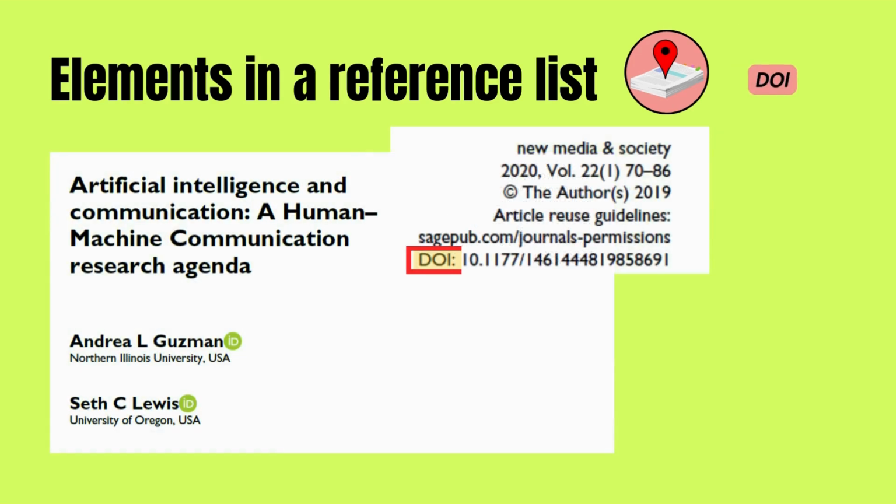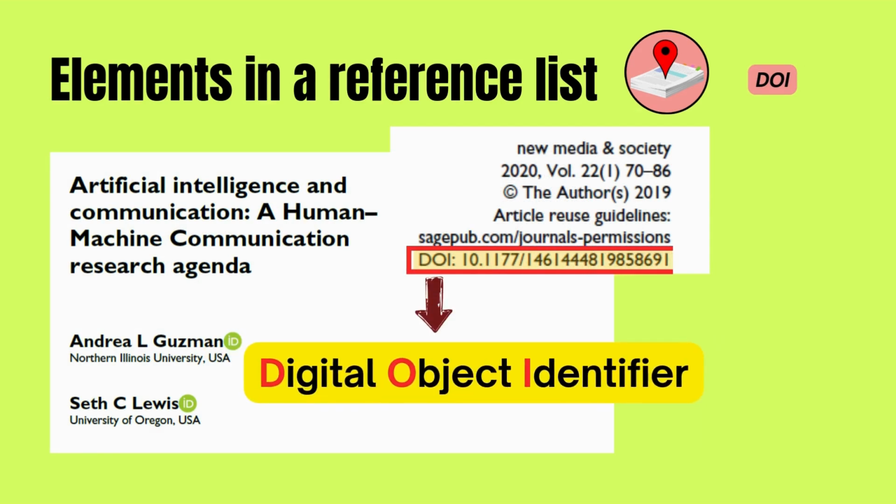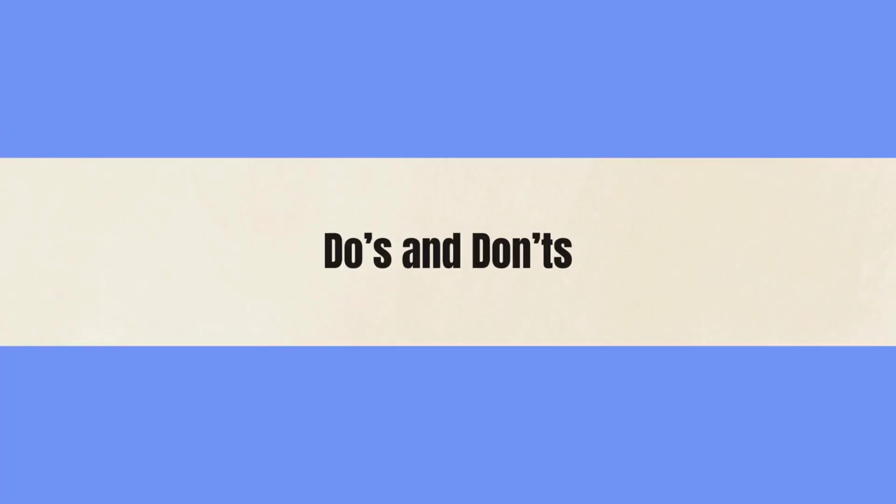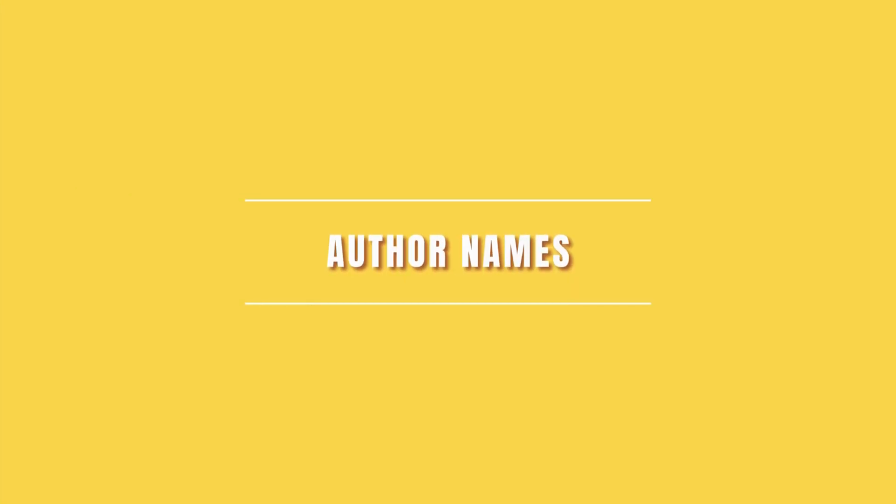The final component, if available, is the Digital Object Identifier, DOI, a unique identification number for the article. Including the DOI helps readers easily locate and access the source online. Now, let's go over the do's and don'ts when it comes to formatting author names in your references. First, let's start with the do's.